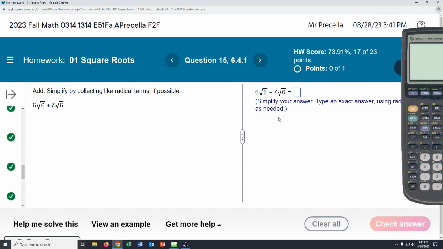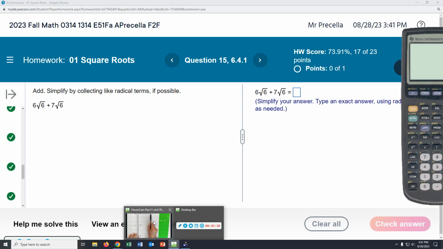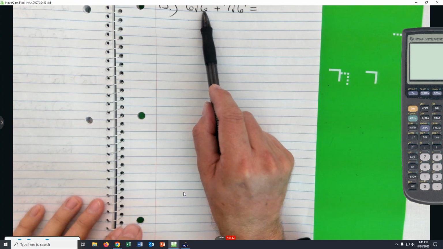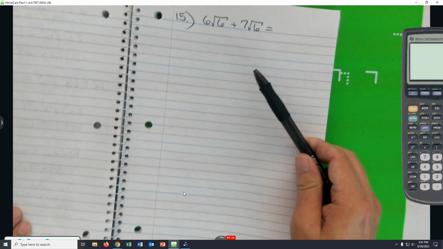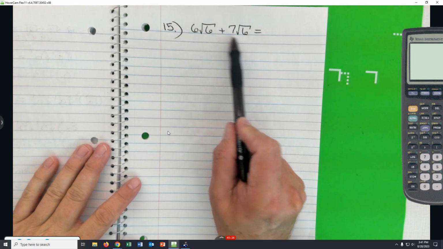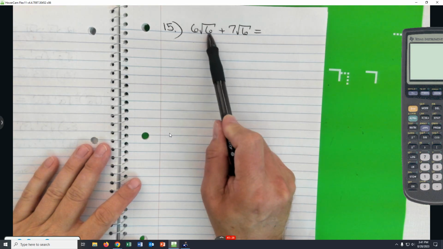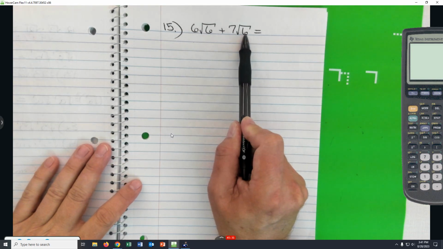To add or subtract square roots, you have to have the same radical parts. So you have to have the square root of 6, the square root of 6. You can't have a square root of 5 and a square root of 6 there. Unfortunately, we do have the same square roots. We have 6's under both of them.